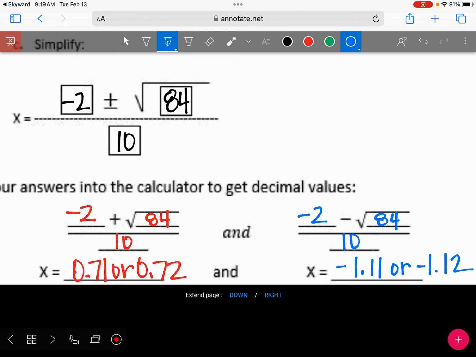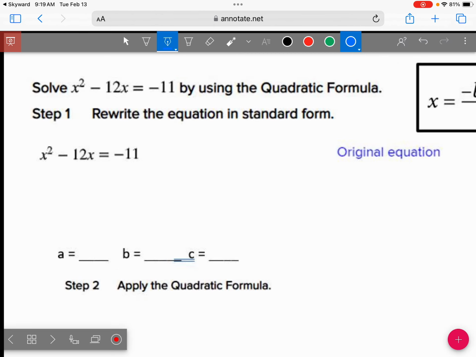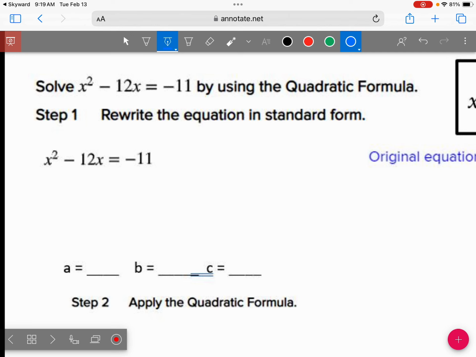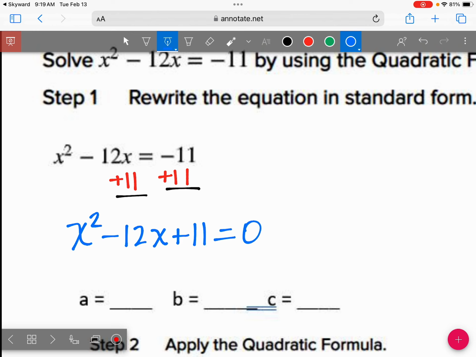All right, let's do our next question. We're only going to do a couple of these. Let's do it again. For this one here, it's not set equal to 0. So the first thing you're going to do is add 11. And when you add 11, you get x squared minus 12x plus 11 equals 0. You always start by setting it equal to 0 first.